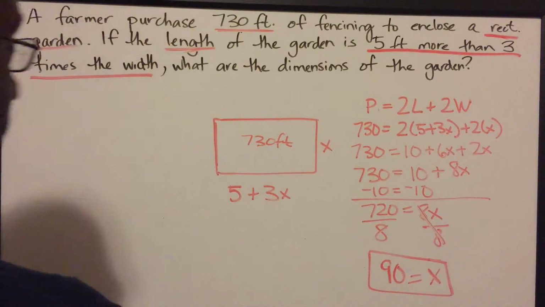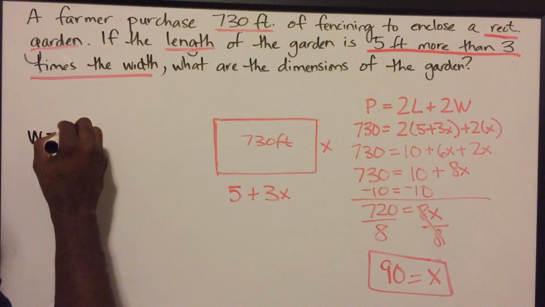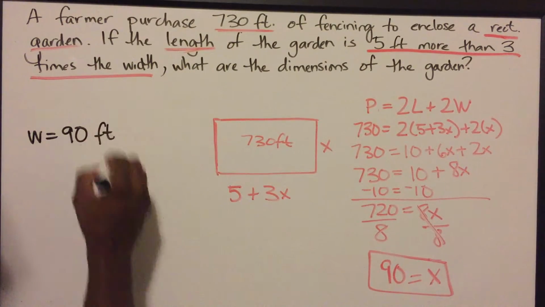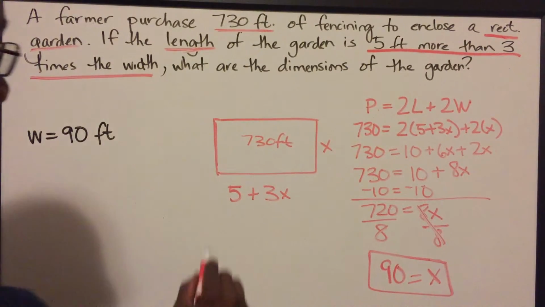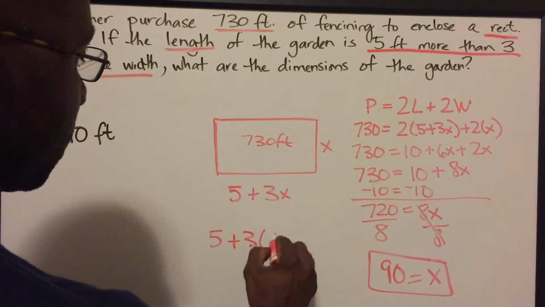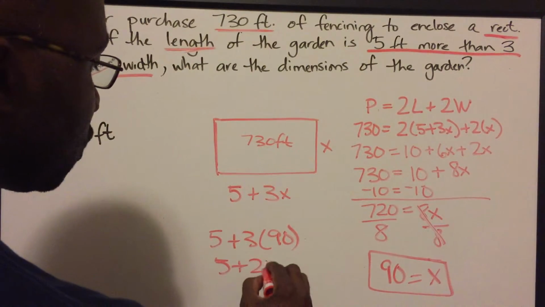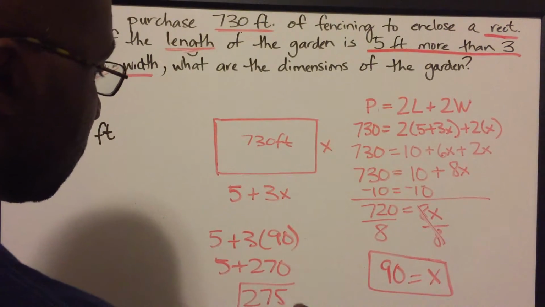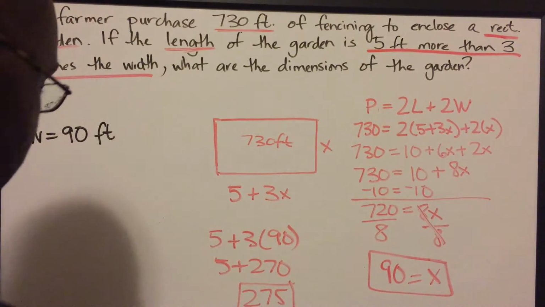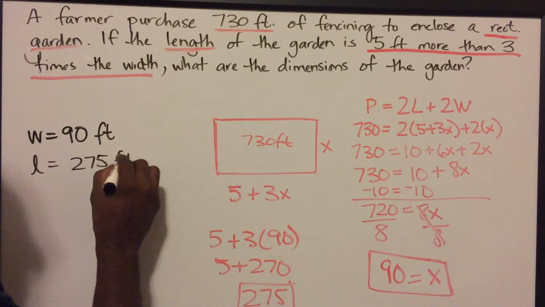Now that we know x, we said that the width is equal to 90 feet. What about the length here? Well, do the same thing. Now that we know what x is, just substitute it in right here. So it's 5 plus 3 times 90. 3 times 90 is 270, and 270 plus 5 is 275. So our length is 275. Our L here is 275 feet.